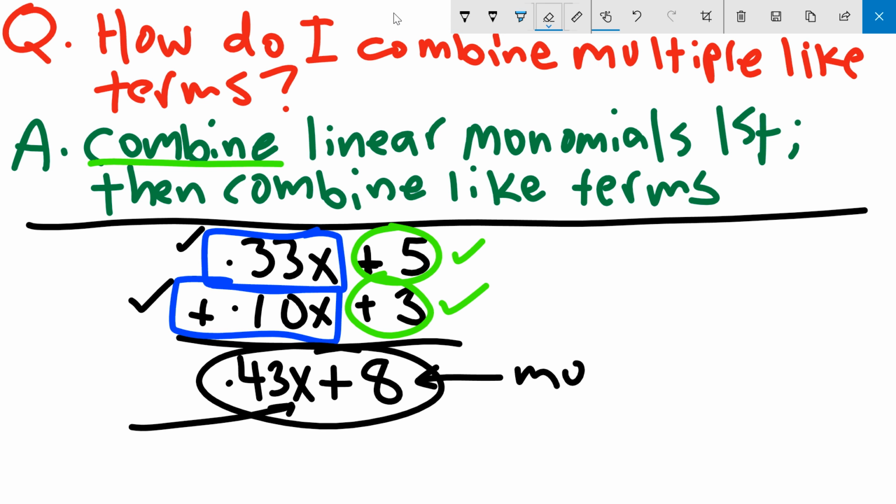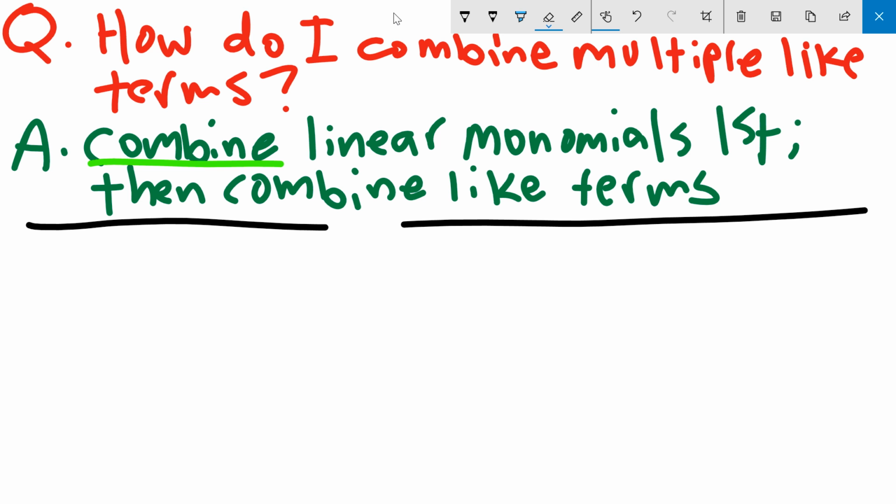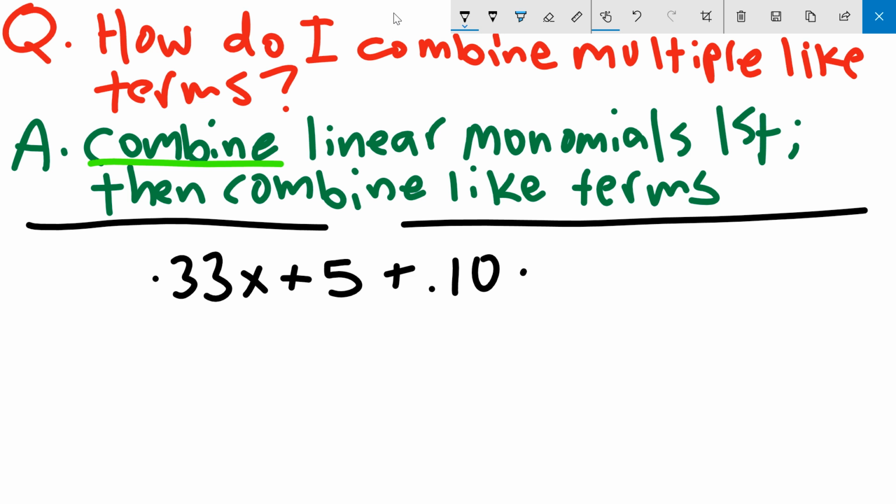All right, let's look at this example from a different angle. Same problem, different angle. So I'm going back to black, and we're going to look at it this way: 0.33x plus 5 plus 0.10x plus 3. Same exact problem. Remember, we're looking at that multiplication again, right?